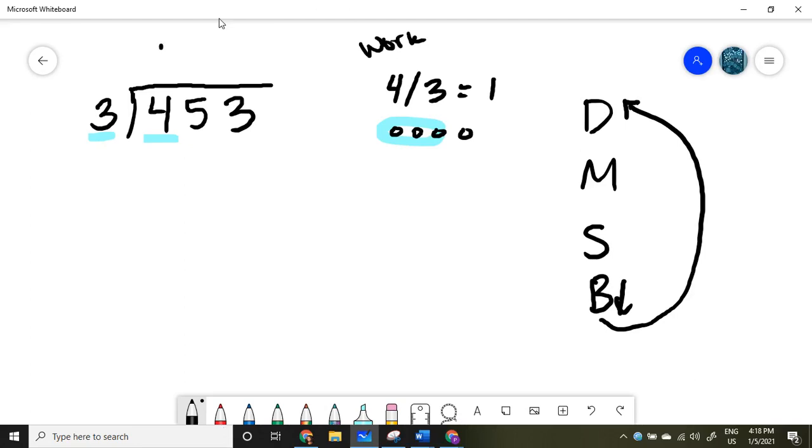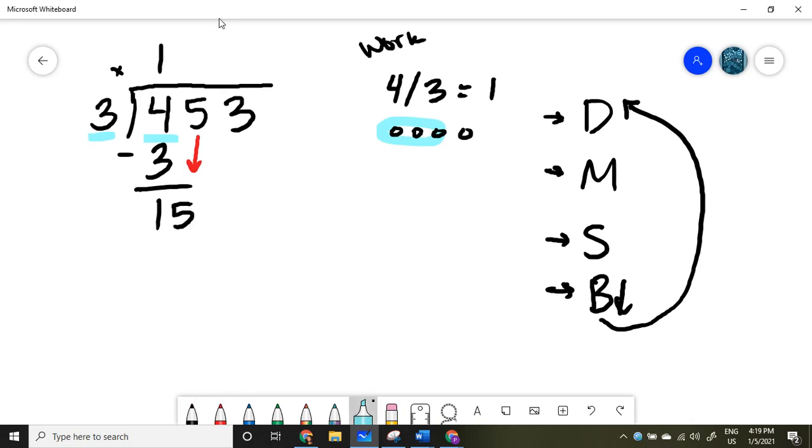4 divided by 3 is 1. I can fit 3 inside of 4 one time. I divided. Next, I multiply. 3 times 1, that's 3. Next, I subtract. 4 minus 3, that's 1. See, this 1 shows my remainder from my drawing. After I subtract, I bring down my next digit, which is a 5.